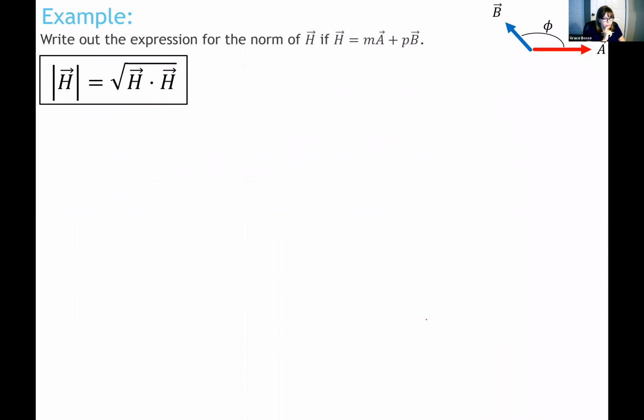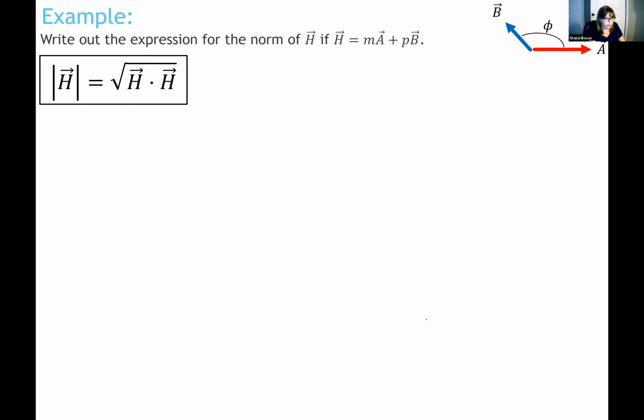So let's start out with finding the norm of a vector. This vector h is written in terms of other vectors, a and b. So vector h is some scalar m times vector a plus some scalar p times vector b. Everything is very general. I'm not giving you any numbers at all. This is all purely conceptual. We're going to work out expressions to find an equation that talks about the norm of this particular vector.